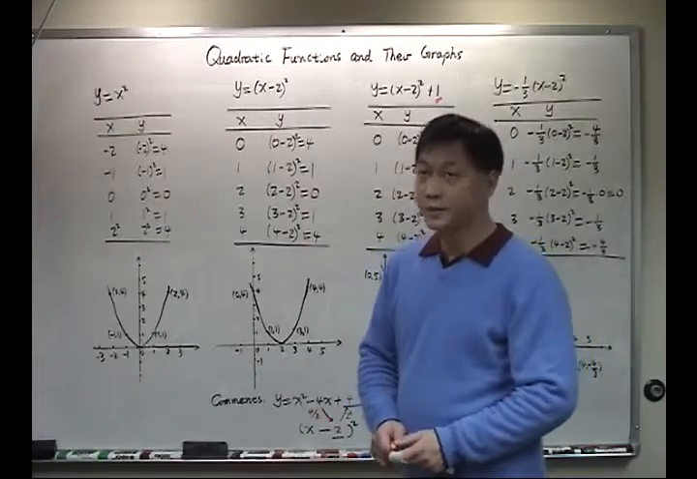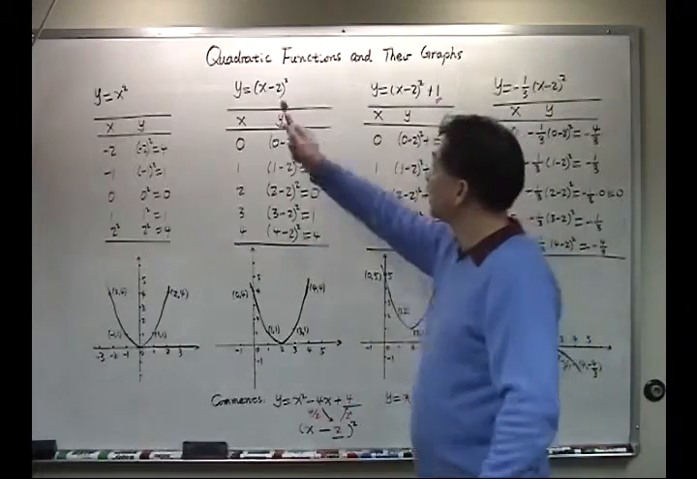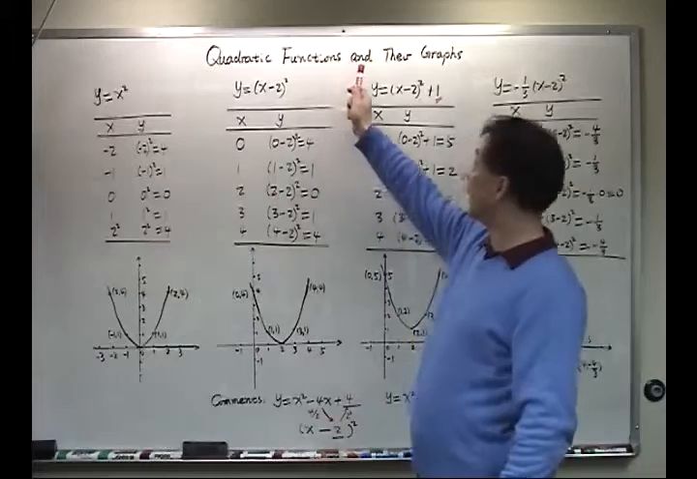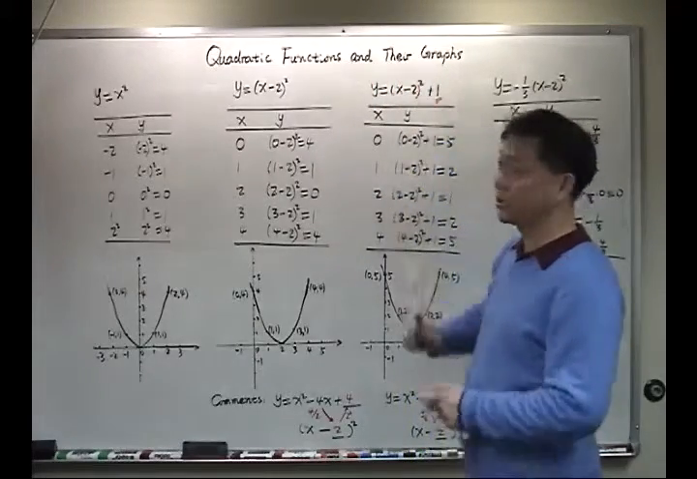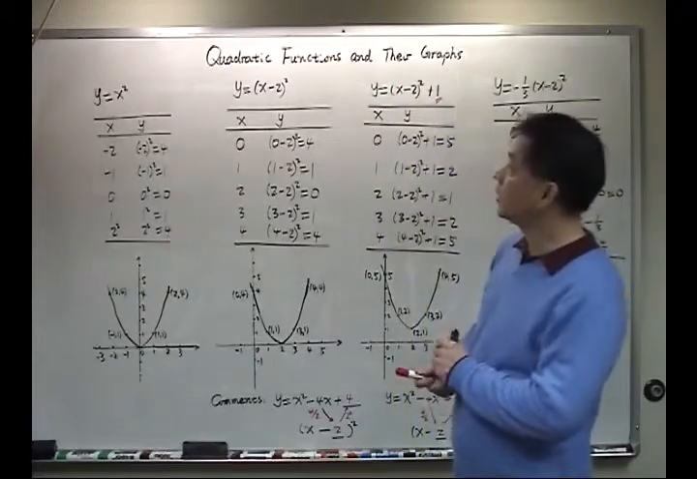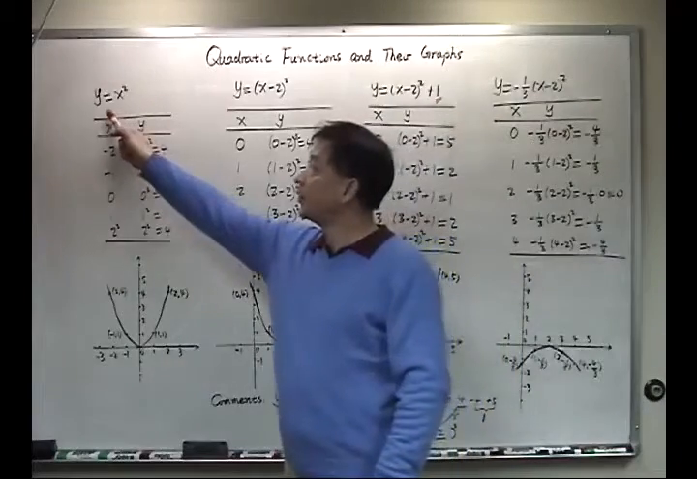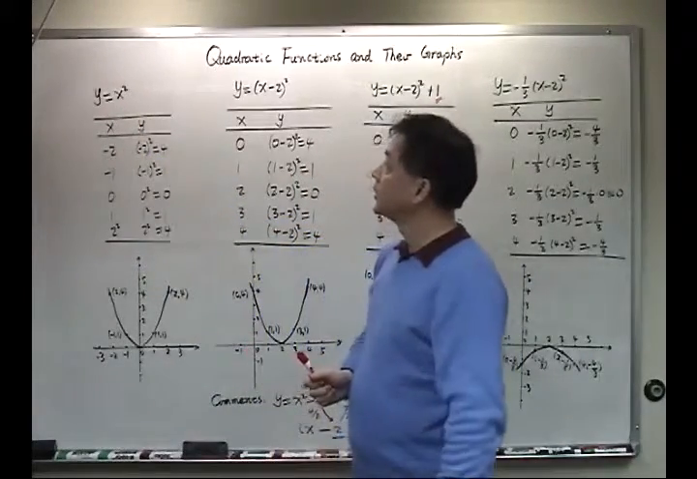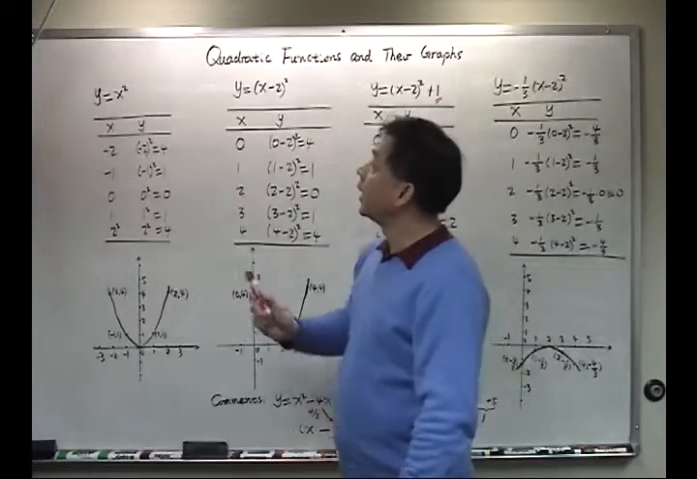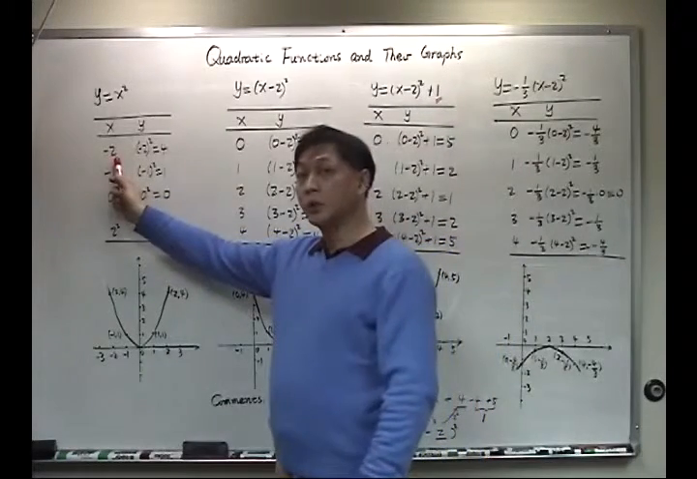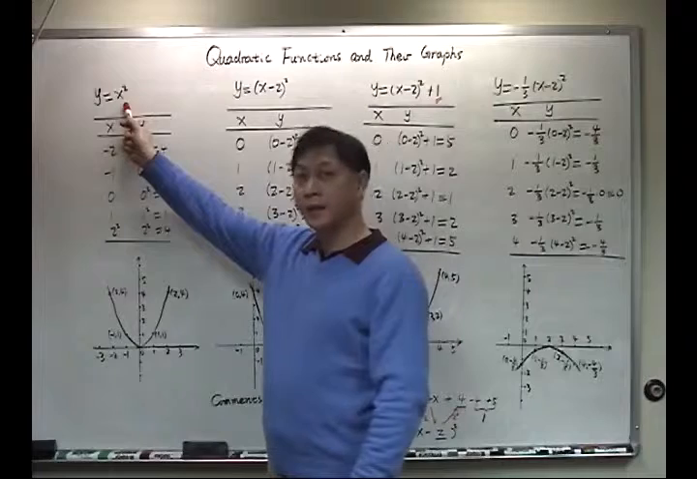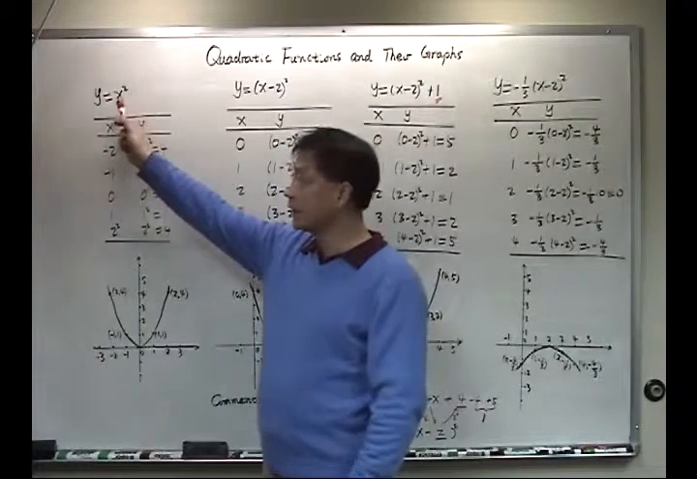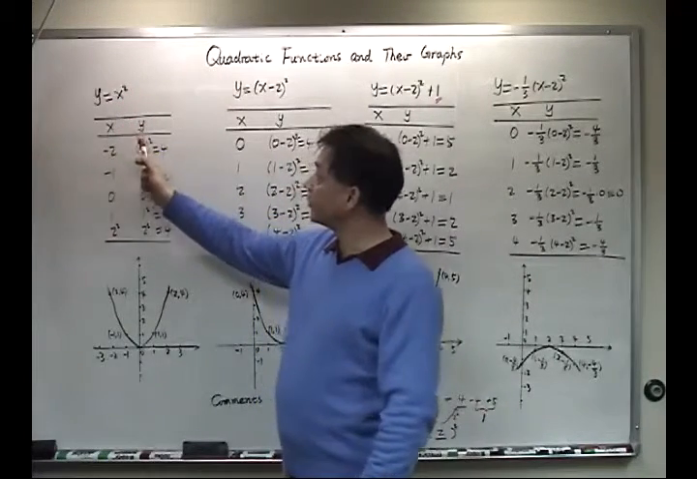In this lecture, we will talk about quadratic functions and their graphs. Let's look at the first example, y equals x squared. If we let x be negative 2, you plug in here. X is negative 2. Negative 2 squared is 4.